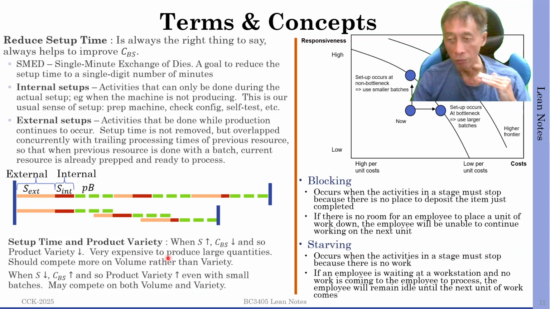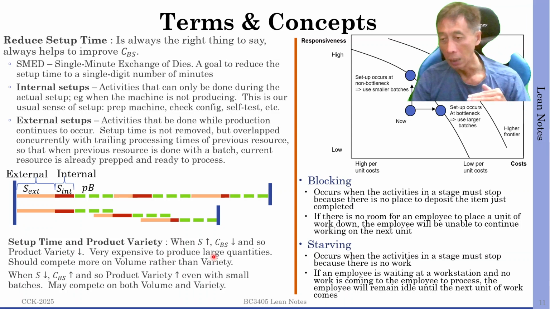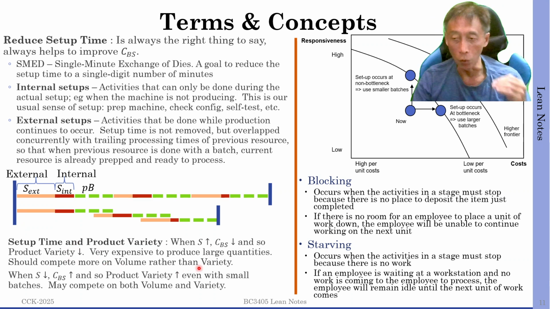Then your ability to have variety is really very low. So it's very hard to compete based on large quantities and high variety. So it is better to go on volume rather than variety. Don't try to switch and say that you can make a lot of different choices for the customers. Try to compete on volume.